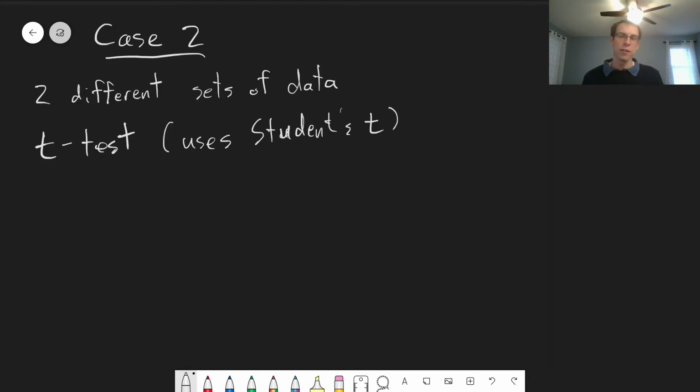But there are two different ways of doing the t-test, two different formulas that we can use, and to answer the question of which formula we need to use, we first need to do what's known as an f-test. Now, the idea behind the f-test is it's a way to compare standard deviations.